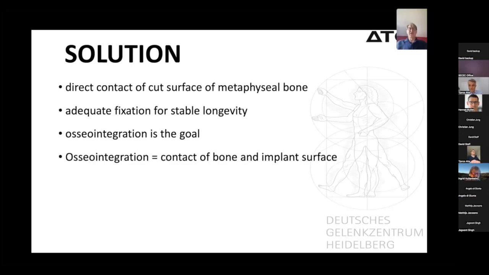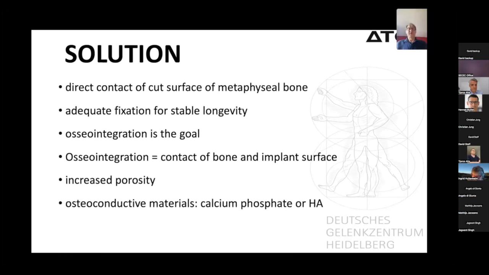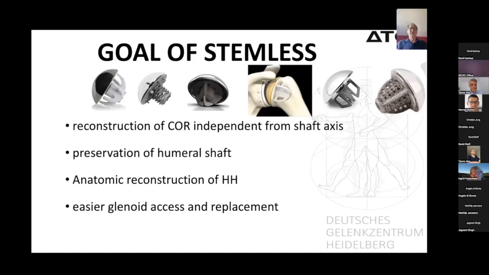Osteointegration is the goal, meaning contact between bone and the implant surface, with increased porosity and an osteoconductive material like calcium phosphate or HA to increase and promote ingrowth. So the goal of the stemless prosthesis was reconstructing the center of rotation independent from the shaft axis, to preserve as much bone of the humeral shaft as possible, and again to reconstruct the humeral head anatomically.